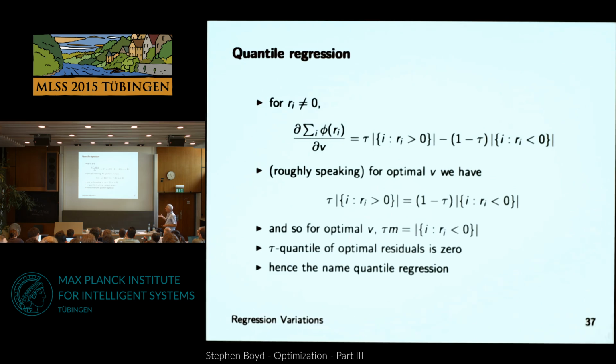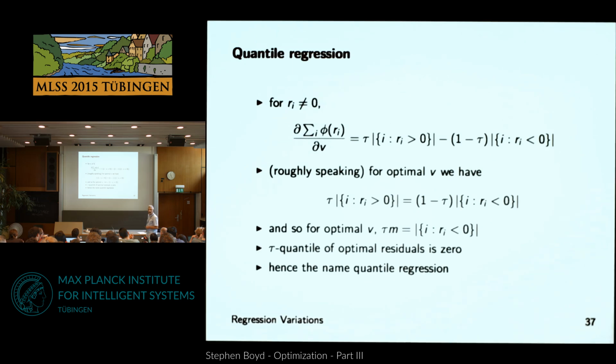Now, when v is optimal, roughly this is 0. That's not quite true because this takes on discrete values. But roughly speaking, if there's an odd number, I think it is exactly true. But then it goes like this. Then it says, if this is 0, it says that tau times the number of positive residuals is 1 minus tau times the number of negative residuals. And if you add tau times the number of positive residuals to both sides, you end up with this. It basically says that a fraction tau times the total number of residuals is equal to the number of negative ones. And what that says is that the tau quantile of the optimal residuals is 0, right?